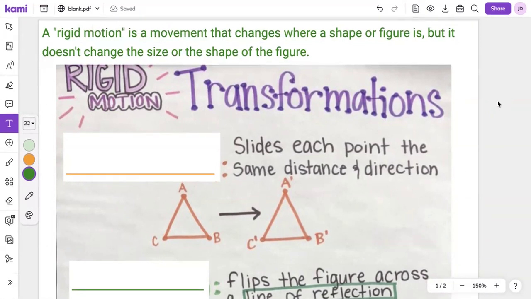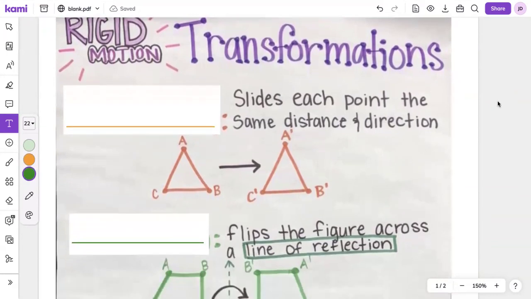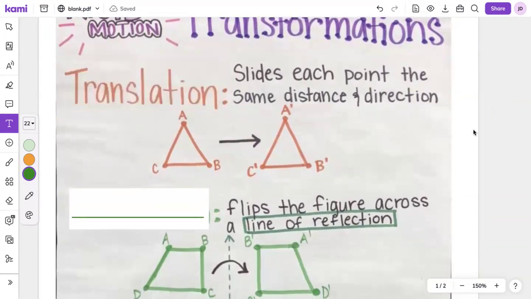We've got three different rigid motions, also known as transformations. Nuance not necessary. The first of these is a translation. A translation slides each point the same distance and direction. So all you're doing is taking that shape and sliding it along.